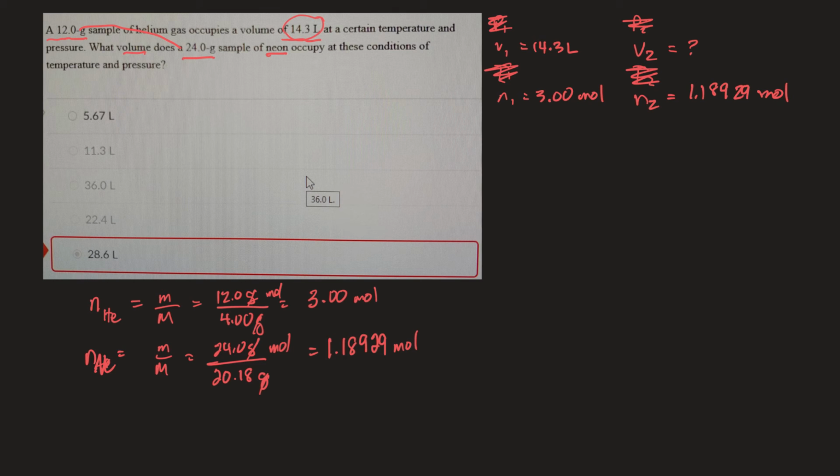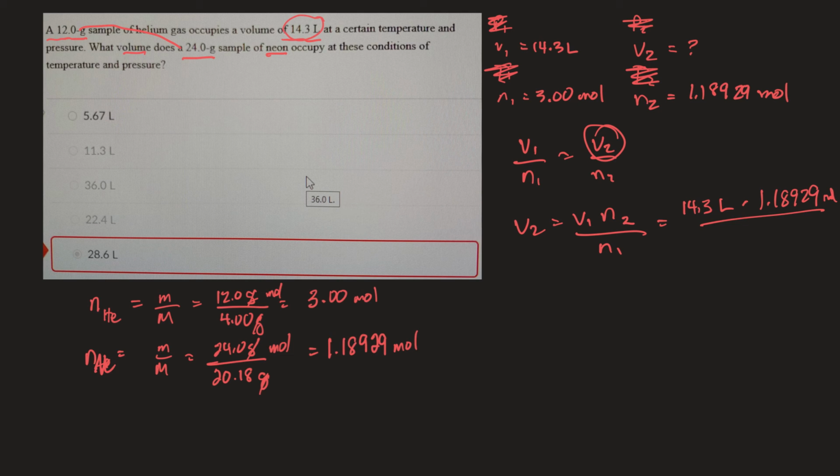gas and changing its characteristics. But because these gases occupy the same volume, I can just use the same law, V1 over N1 equals V2 over N2. That's Avogadro's law. I'm looking for V2. So V2 is V1 times N2 divided by N1. So V1, 14.3 liters, times N2, 1.18929 moles, divided by 3 moles. Moles cancel.